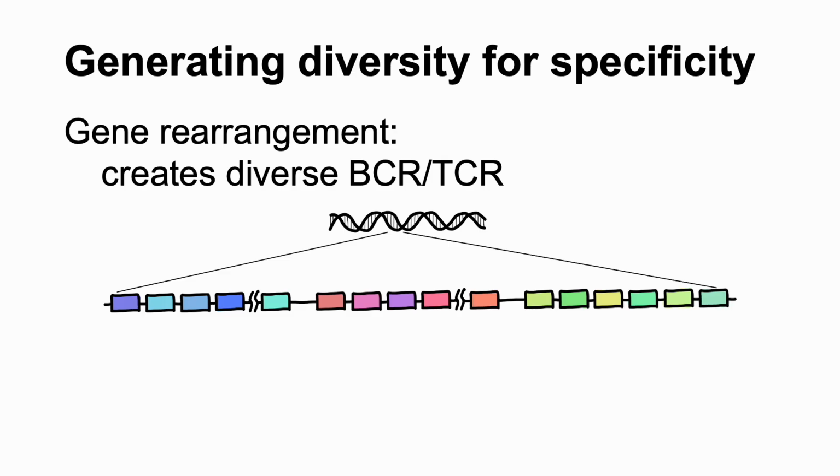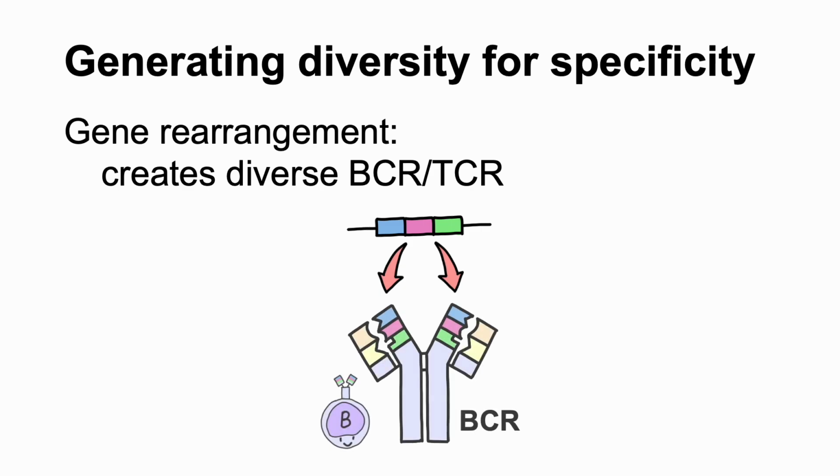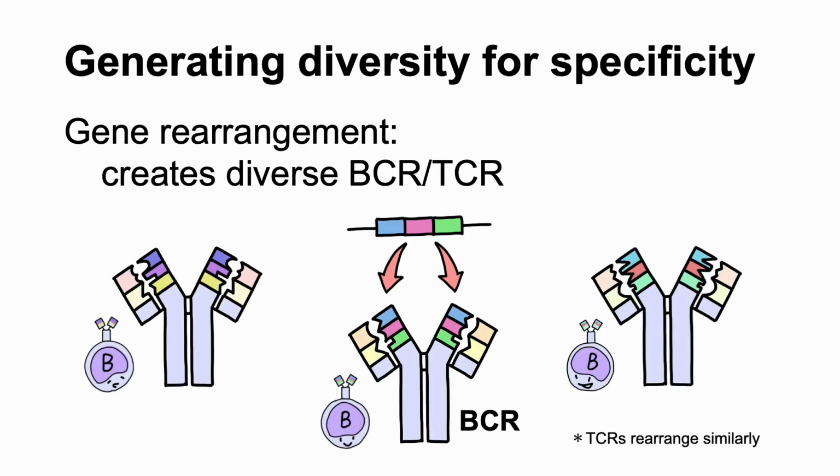B cells and T cells generate diversity during their development through gene rearrangement, which joins selected segments of their BCR and TCR genes. This process creates diverse receptors with specific antigen recognition, enabling them to recognize an enormous variety of antigens.